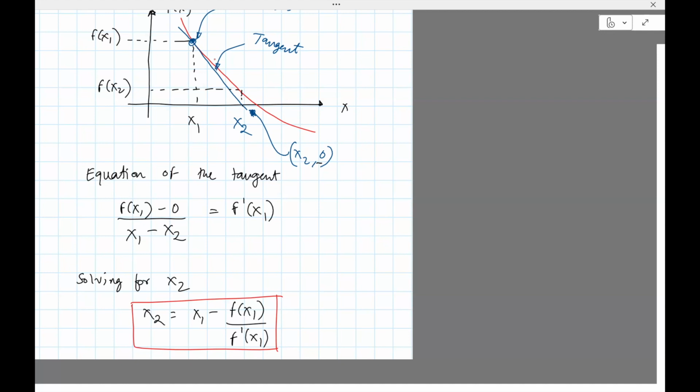Okay, so that gives you x2. And then once you get x2, you repeat the process with the same equation and get the new guess, maybe call it x3. Then x3 will be x2 minus f of x2 divided by f prime x2.